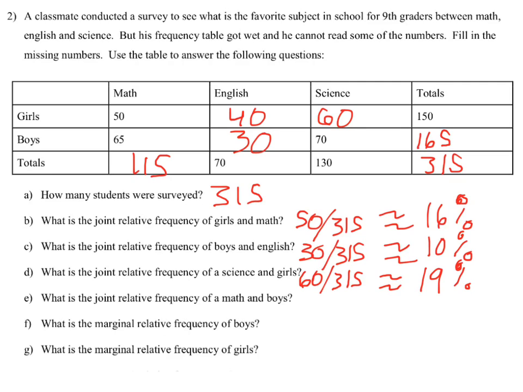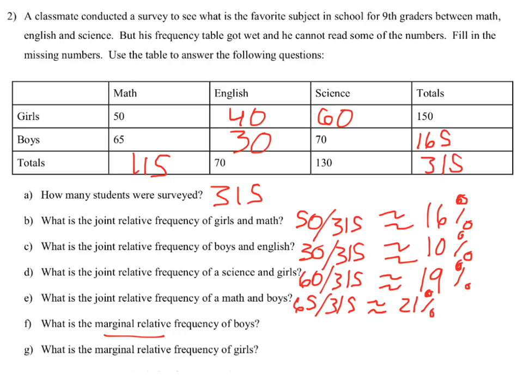The next one, joint relative frequency for math and boys. Boys and math, 65 there. You have to divide by the 315, the grand total. Let's see, 65 divided by 315. It's going to give you about 21%.